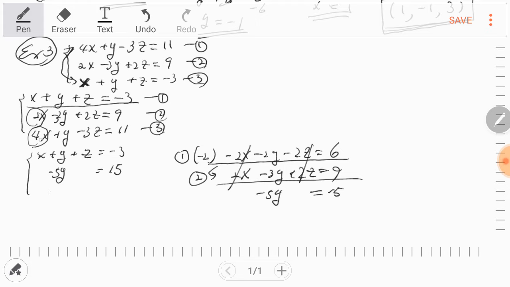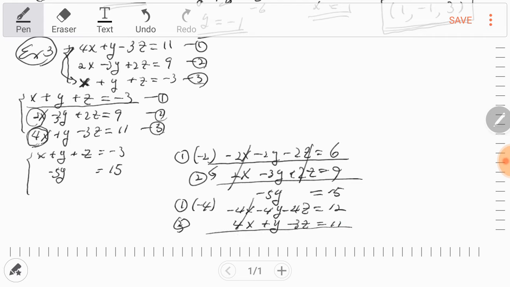Okay, for the third equation, I will remove this 4x. So what we can do is multiply the first equation by -4, then -4x, -4y, -4z equals 12, and add it to the third equation. The third equation is 4x plus y minus 3z equals 11. Then the x terms cancel out. -3y minus 7z equals 23. So the third equation is -3y minus 7z equals 23.